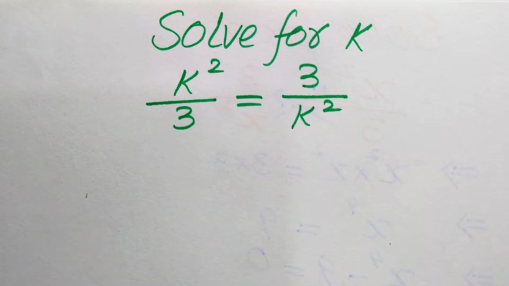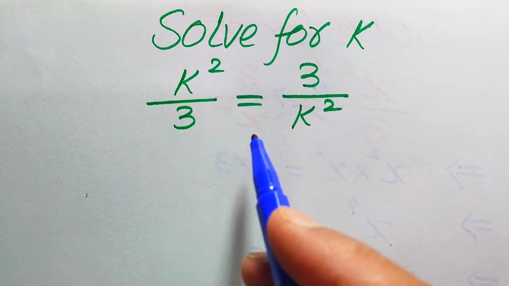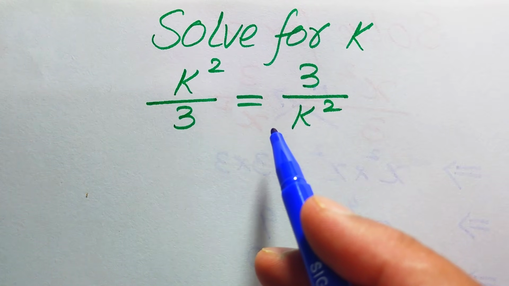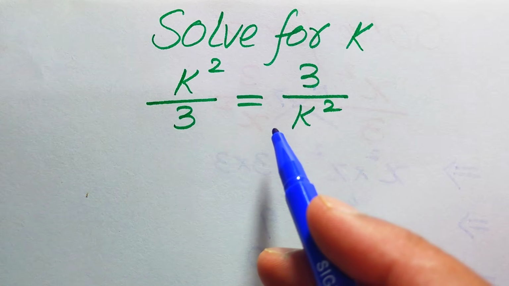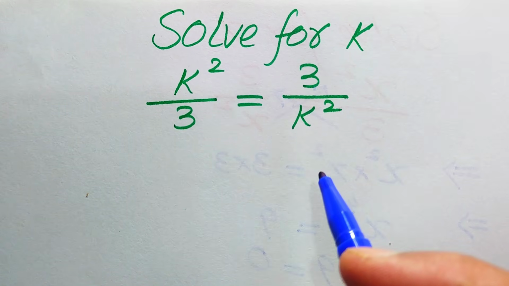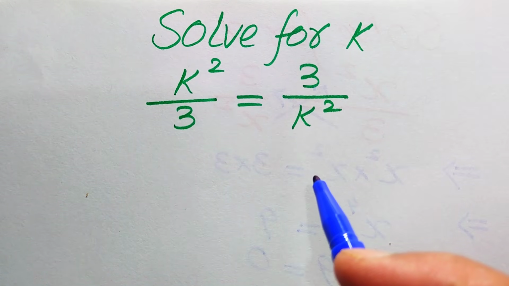Hello everyone, welcome to solve this nice math Olympiad algebra problem. So here we have k square divided by 3 is equal to 3 divided by k square, and we solve this problem for all the values of k, and at the end we will verify which of the roots are solutions and which of the roots are extraneous roots.